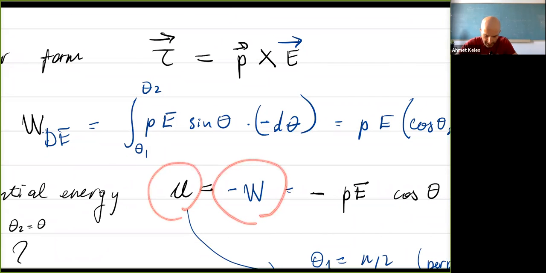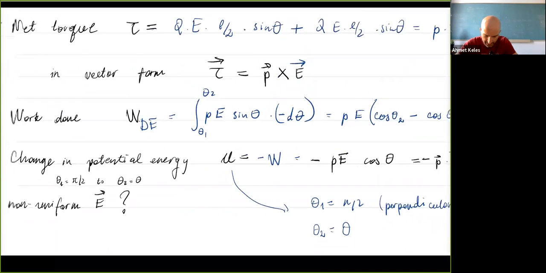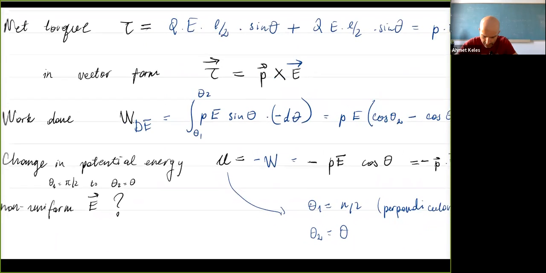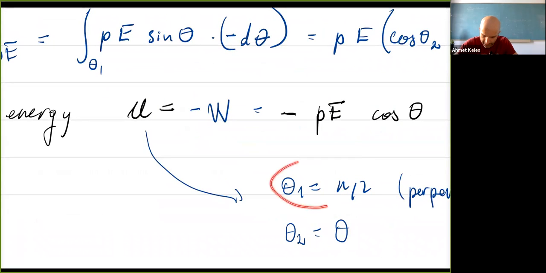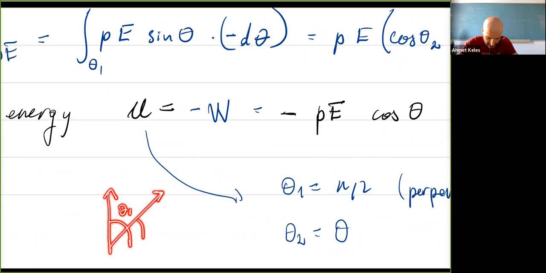And I think it's kind of arbitrary where we put the 0, but suppose we are thinking about theta 1 equal to pi over 2. We start from here and we go to some, okay, this is theta 1. This is some theta 2. Let's call this theta, and let's call this pi over 2, okay? And I want to calculate the potential energy difference between these two.